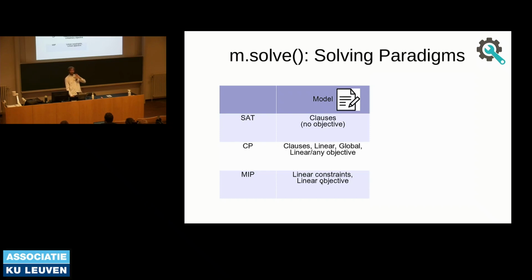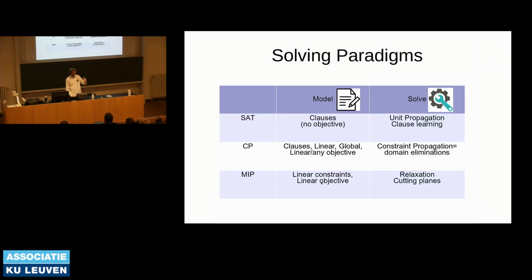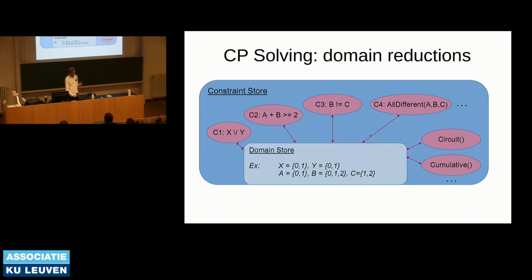Okay, so let me again, just like I did for SAT solvers, give you a flavor of how these different solving mechanisms work. For SAT solvers, we saw unit propagation and clause learning. For CP solvers, we have constraint propagation, which is domain elimination. So what does that mean?